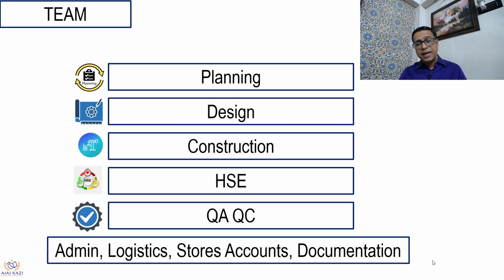So the team will have planning, very important. We cannot combine planning and design. Planning is a different role about telling us what to do, how to do, and when to do, right? He is a person who is always the right hand of the project manager, who will always guide and give alerts. Then construction, health, safety and environment, QA/QC, and there are other team members like admin, logistics, stores, documentation. These are the must-have team members for any project, whatever the project size. The team has to be like this.